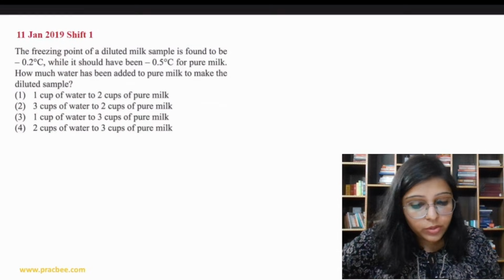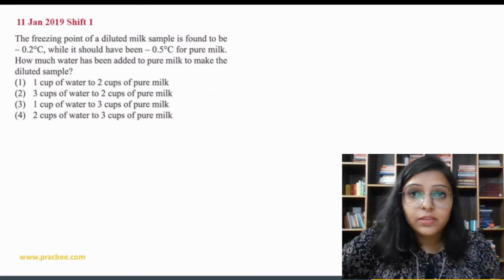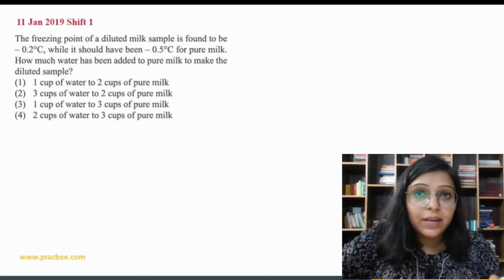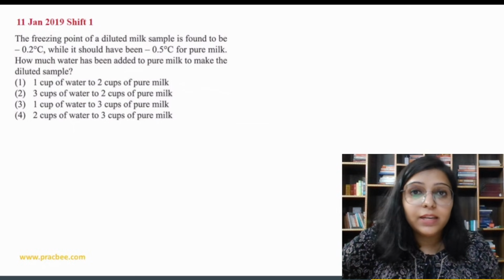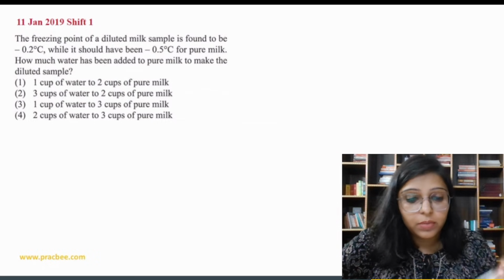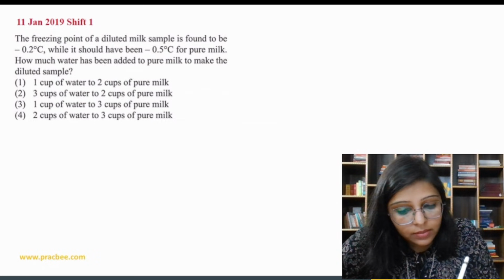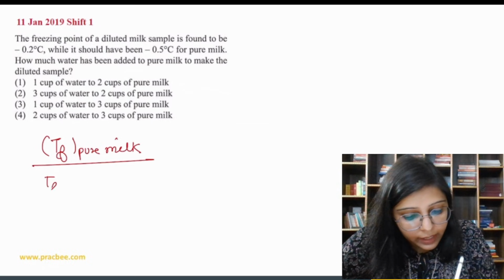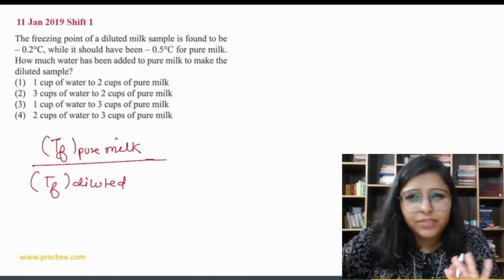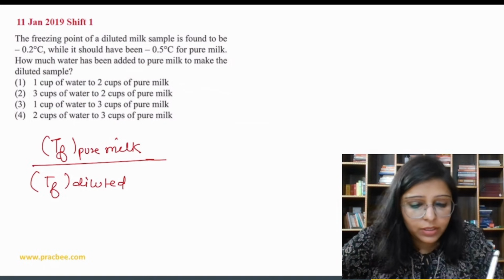Now let's do the next question. The next question says freezing point of a diluted milk sample is found to be minus 0.2 degrees Celsius, while it should have been minus 0.5 degrees Celsius for pure milk. So it means TF of pure milk divided by TF of diluted milk. T naught F is the same, so we are writing TF only.